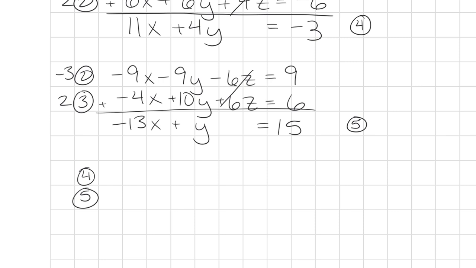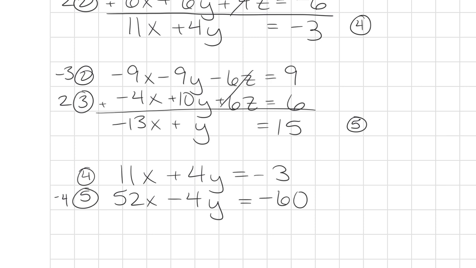But if we're trying to stick with elimination, multiply the fifth equation by just 4? Negative 4. Because if we multiply the fifth equation by negative 4, here's what it would look like. We'd have 11x plus 4y equal to negative 3. And we'd have 52x minus 4y equal to negative 60.